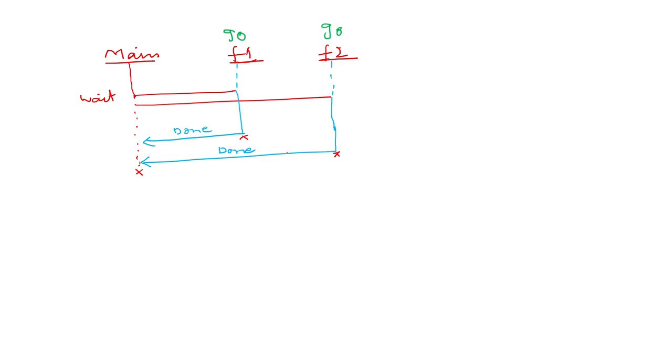Hello. So in the last lecture, we discussed that our main method was terminating even though the Go routines were executing, but we were not able to see the result of the Go routine. Let me quickly recap what we did in the last lecture.